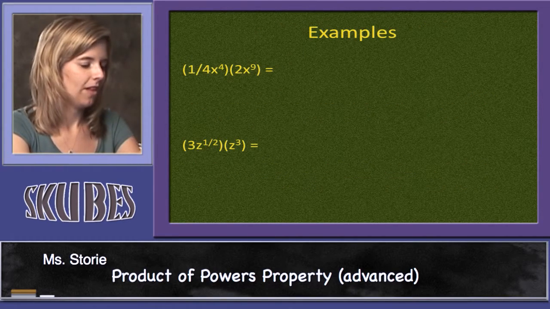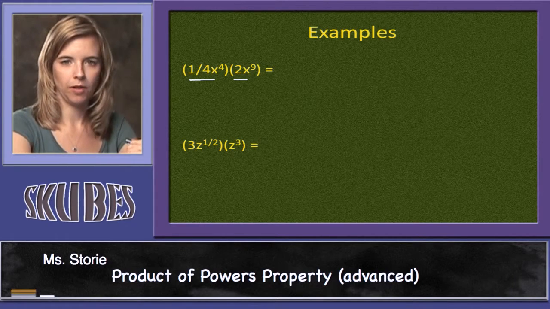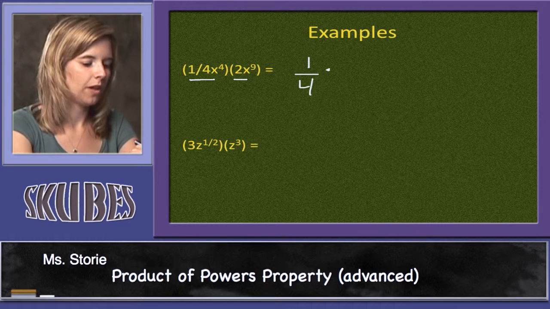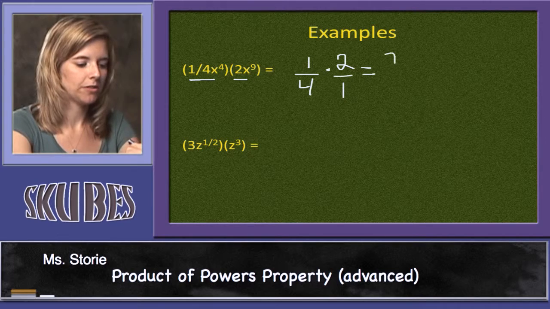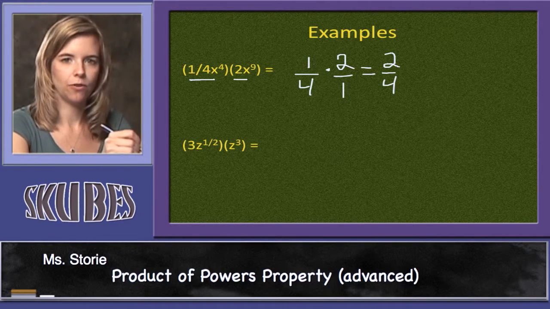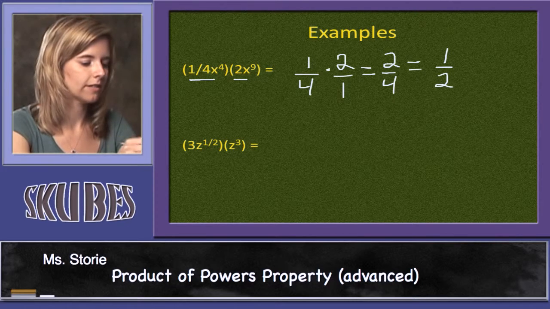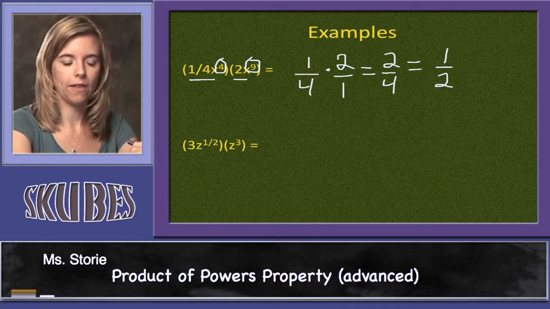Let's try some. You've got coefficients, and they have to be multiplied like normal. So if you're going to take 1/4 and multiply it by 2, remember, make that a fraction, and just multiply straight across. So you've got 2/4. If you want to reduce it, you can make it 1/2. Either way is correct. And then we do not multiply those exponents, we add them.